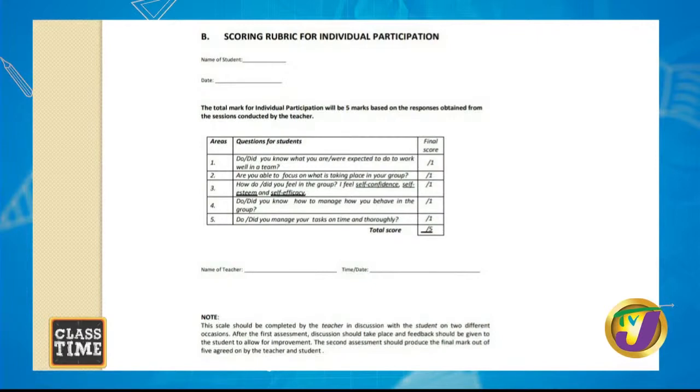So you'll be asked if you knew what you were supposed to do, and if you knew that you were supposed to work with a team. Yes, you do, because I told you so. Are you able to focus on what is taking place in your group? Please say yes, and please mean it. How do you feel about the group? And things like, do you feel confident with the group and that sort of thing.